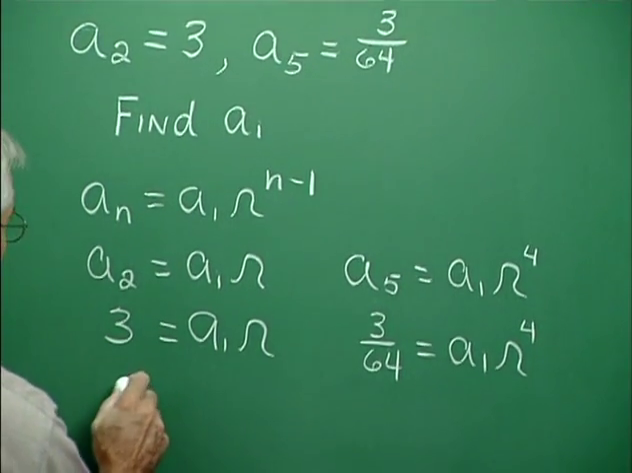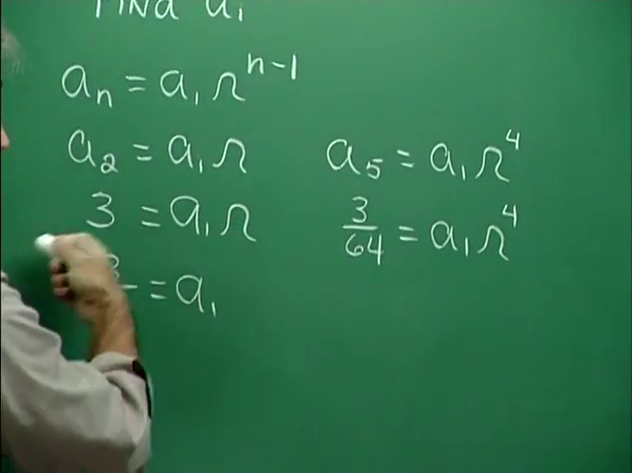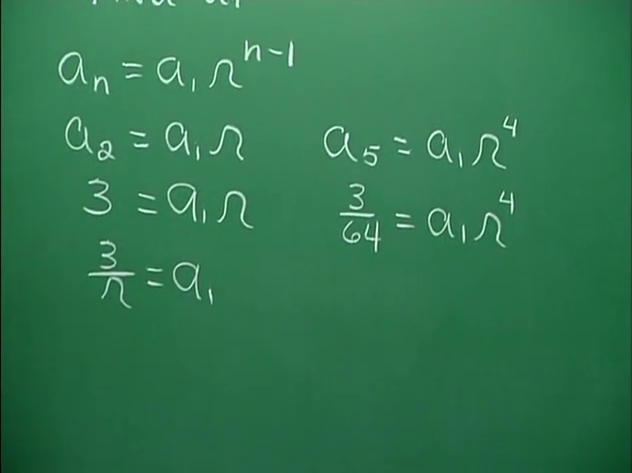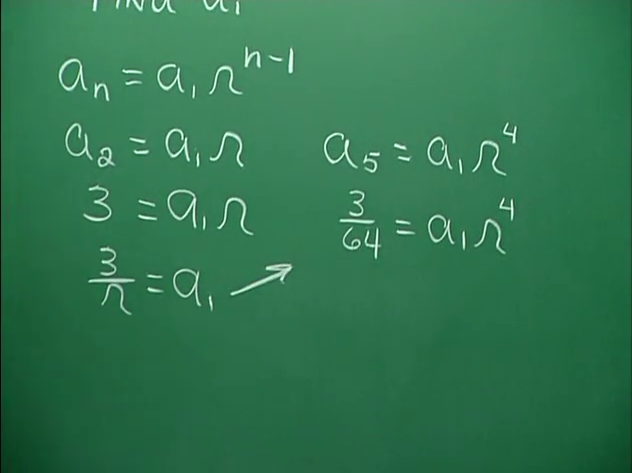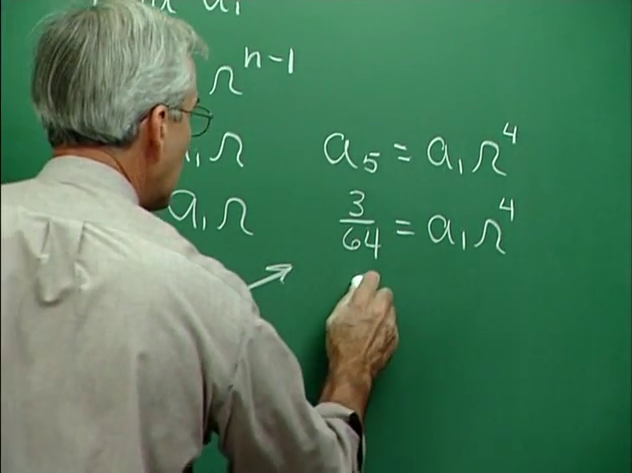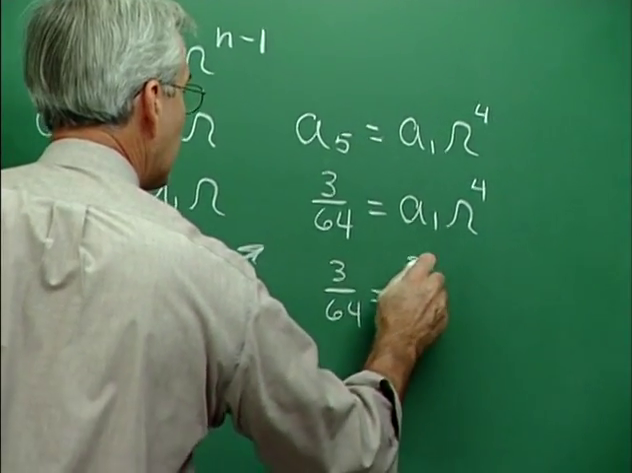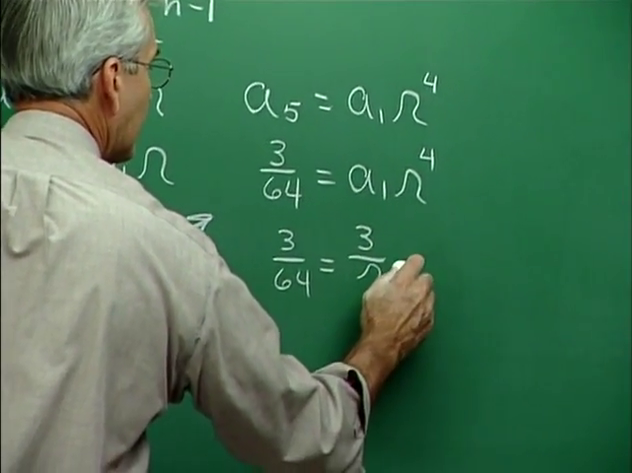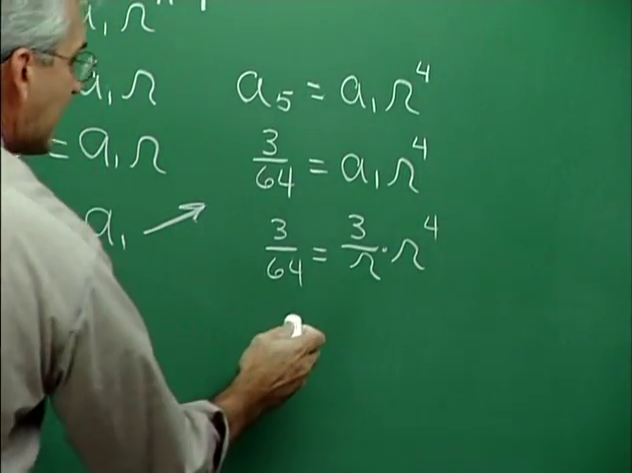So it's pretty easy here to solve for a sub 1. If I do that, I get 3 over r equals a sub 1. Notice I'm just dividing on both sides by r. All right, with this information, I pop it into the other equation. If a sub 1 is this fraction, then I have 3/64 equals this fraction times r to the 4th. Oh, good. The r's can cancel here.